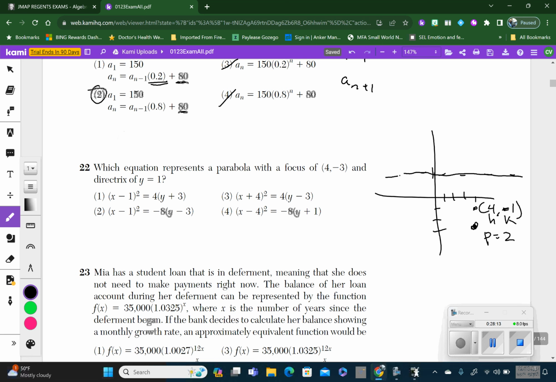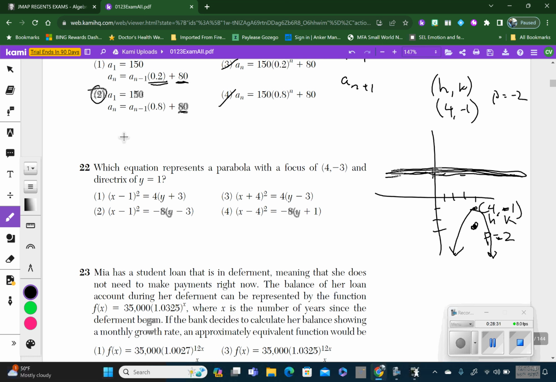Okay, you with me? So it's going to go in the direction of the focus, which means that it's going to be facing down. So my p is going to be negative. So what did I just find? My h and my k are both 4 comma negative 1, and my p is equal to negative 2.